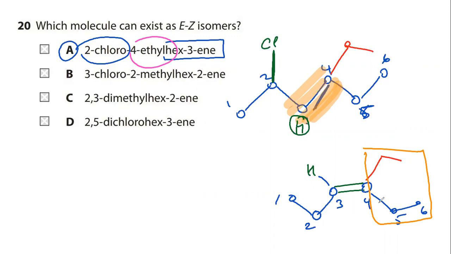That's exactly the same. So for this one, I can't have geometric isomerism because it's always this one and that one, but those two, changing them will not make a difference, okay? So I can rule out A. A, of course, is not the case.